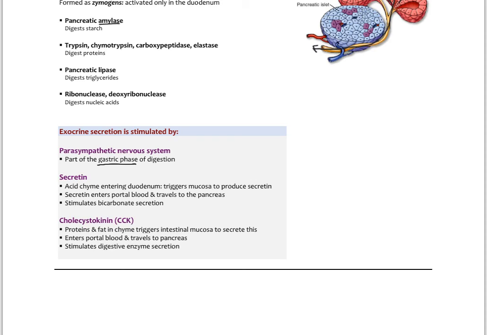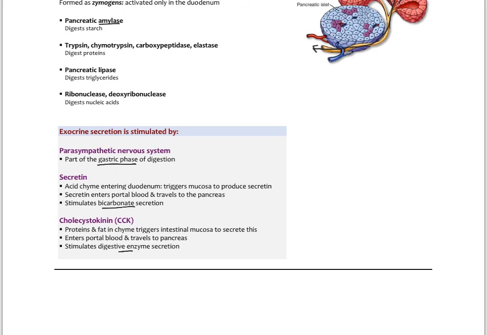Secretin is released by those duodenal cells, in response to acidic chyme hitting them, and that's going to trigger the pancreas to secrete, specifically bicarbonate. And then cholecystokinin is secreted when protein, but more specifically fat, reaches the duodenal wall, and that's going to enter the portal system. It's going to get to the pancreas, and it's going to stimulate digestive enzyme secretion.